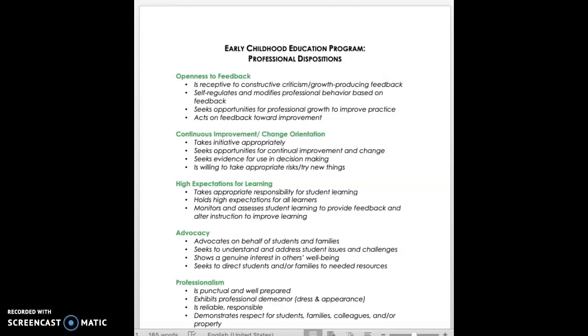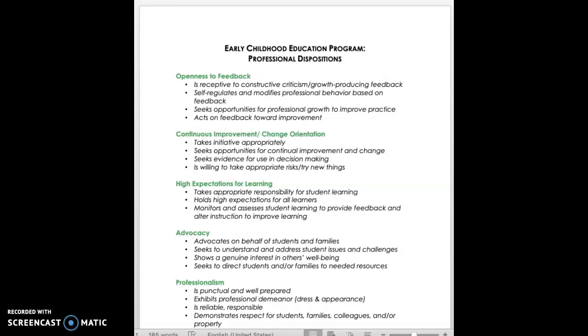And this flows right into the next disposition, which is continuous improvement and having a change orientation. This is recognizing that we are always growing as teachers. We can always improve our practice. We're open to that constructive criticism to move our practice forward. And we also recognize that we are always changing. We are always growing. Even once you are a teacher in a classroom, you are always looking to improve your practice so that your outcomes for students continue to improve, and you're always working to change, again, to move your practice forward. This includes reflective teaching, which you will learn about in your program as well.